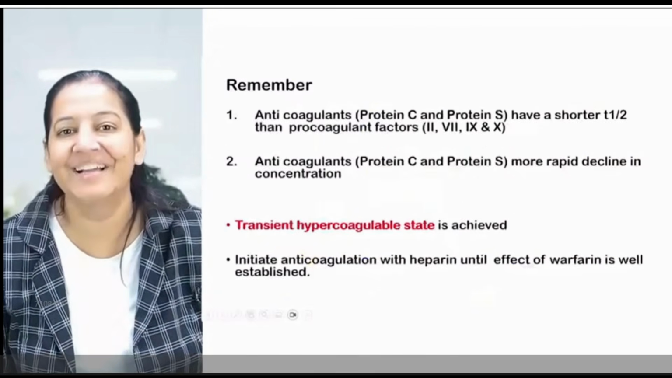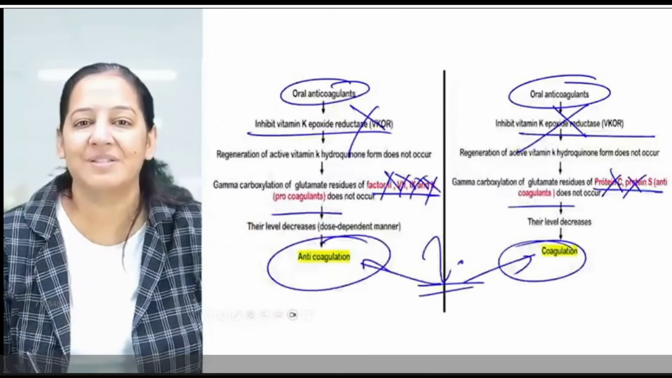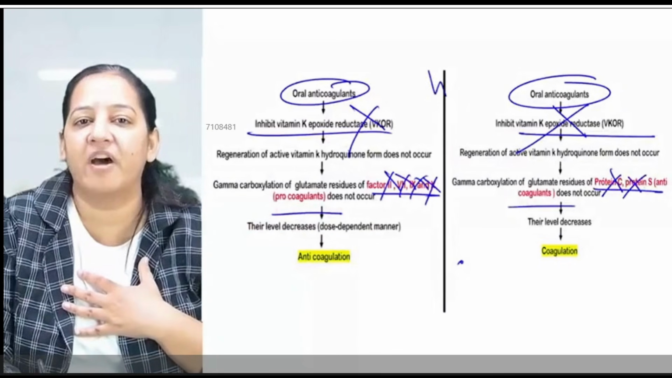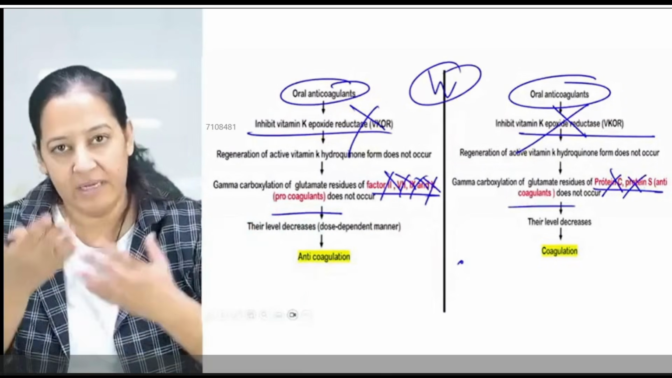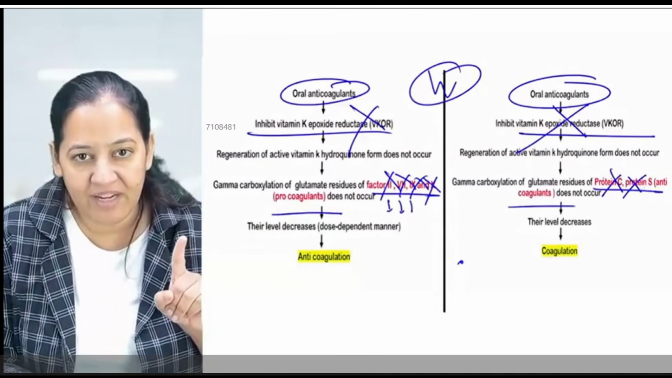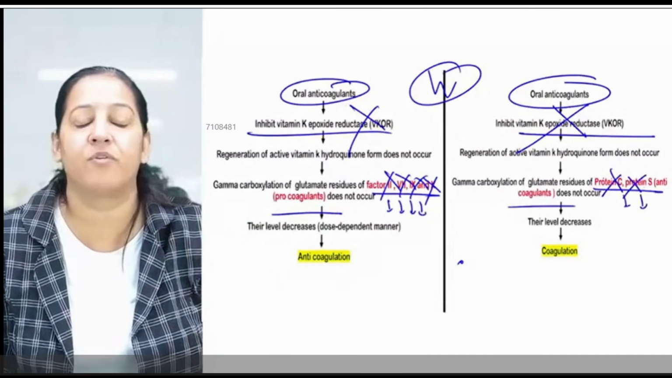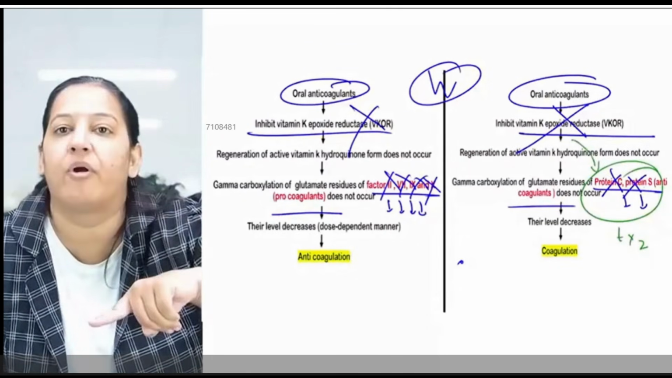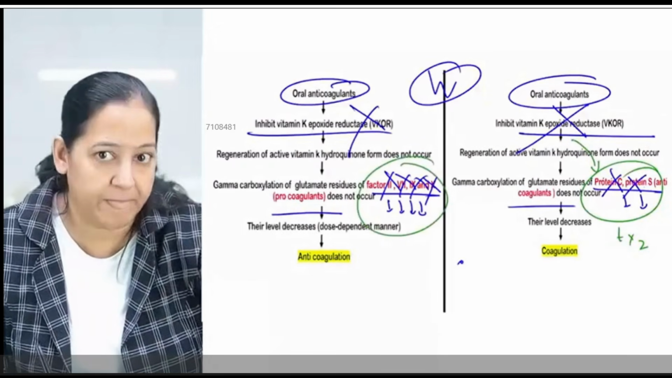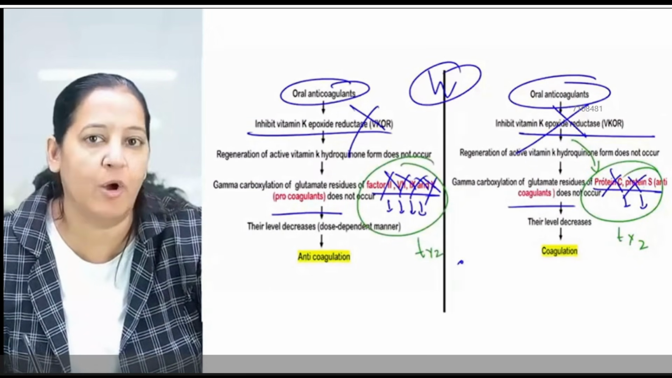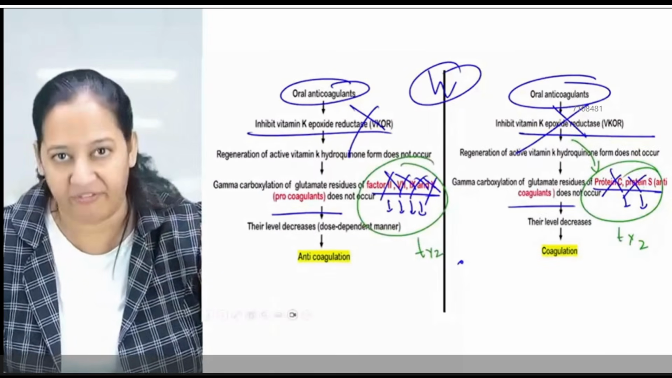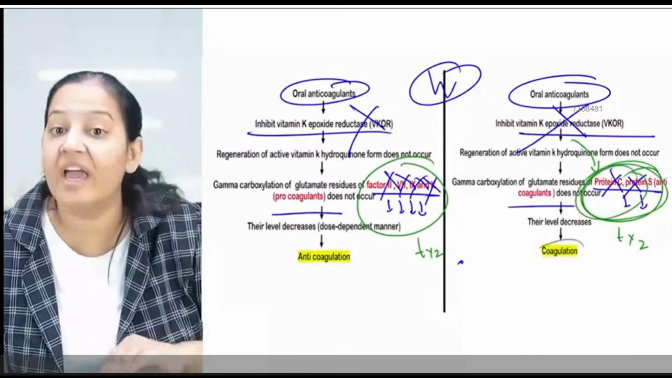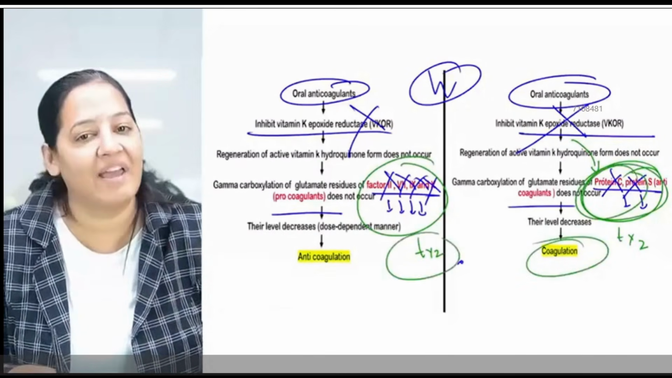So the answer for this: I agree, the levels of all fall in the blood. If I'm taking a tablet of warfarin, it will go in my blood. The level of factor 2, 7, 9, 10 will fall, and protein C and protein S will also fall. But protein C and protein S half-life is short, so their level falls first. The half-life of factor 2, 7, 9, 10 is longer, so their level falls a little bit later. Suppose I am taking the tablet, within 1 hour protein C and S fall. So first I have coagulation, and later on I have anticoagulation.